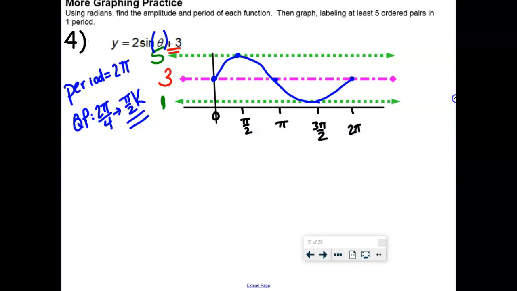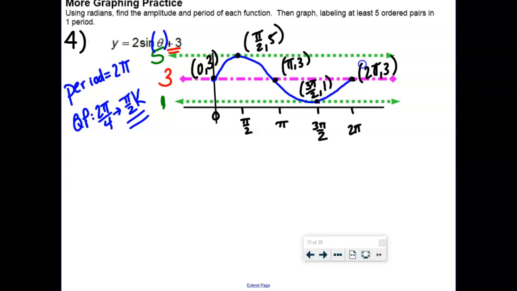Okay, so now I'm going to label my ordered pairs. This is at 0, 3. This guy is at pi over 2, 5. This guy is at pi, comma 3. This one is 3 pi over 2, comma 1. And then this final ordered pair is 2 pi, comma 3.